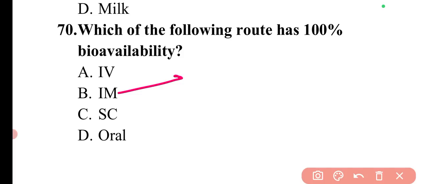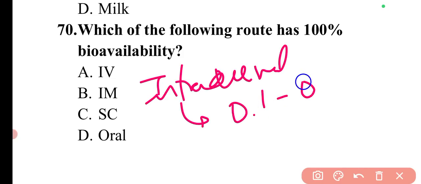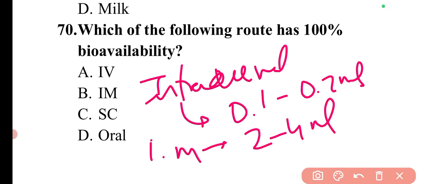Then we can also check the doses, like what kind of doses will be given in different routes of administration. A few routes are very important. For example, intradermal: the dose requirement is around 0.1 to 0.2 ml. For the intramuscular route, it is 2 to 4 ml. So these are the basic things. These two are the most important.